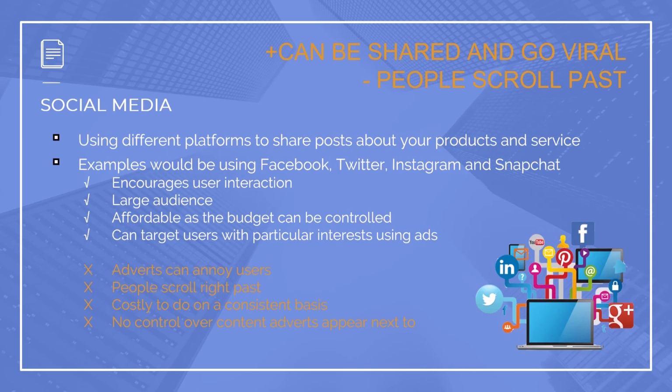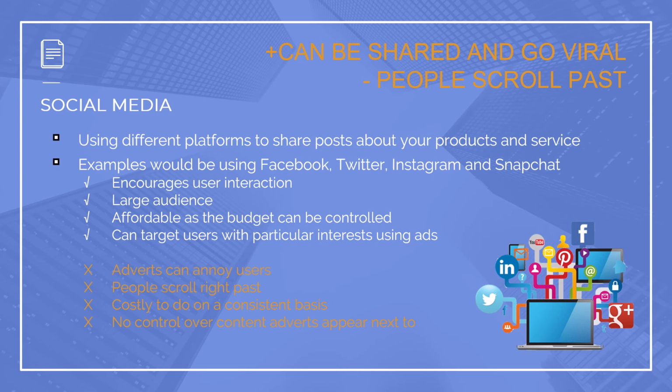So starting with social media, this is probably the best known type of advertising in modern days. And what I've done is on each slide in the top right corner, I've put the two main features of each of these different advertising media. So with social media, this is where we use different platforms to share posts about products and services. The examples would probably be platforms like Facebook, Twitter, Instagram, and Snapchat. Each of these different platforms has its own audience, so it's important that you choose the correct one for who you are aiming it at.